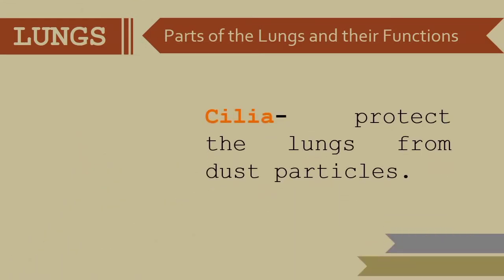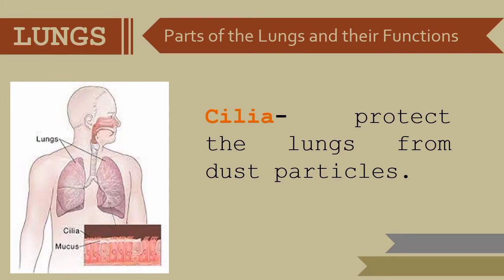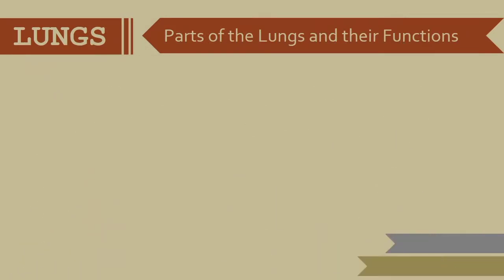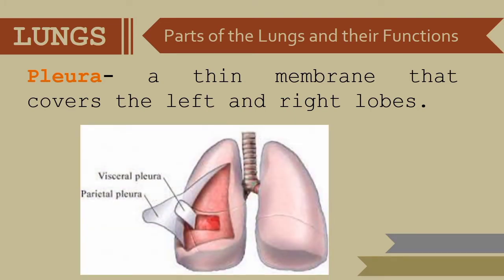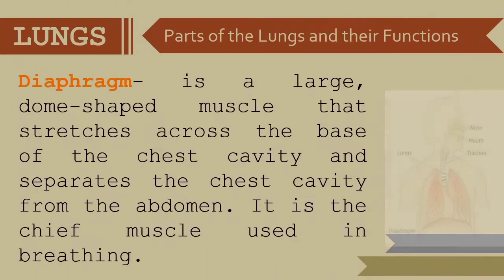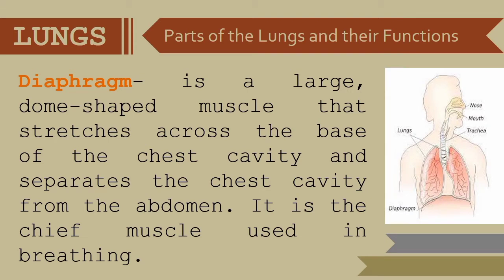Next is cilia. It protects the lungs from dust particles. Next is the pleura, a thin membrane that covers the left and right lobes. Diaphragm. It is a large, dome-shaped muscle that stretches across the base of the chest cavity and separates the chest cavity from the abdomen. It is the chief muscle used in breathing.